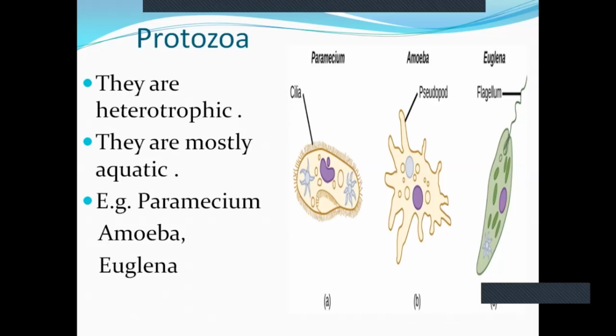Amoeba, all know. Pseudopodia, false foot, right? This is used for locomotion or movement. Euglena, if you see, has a flagellum. Can you see this hair-like structure? The flagellum is helpful in moving from one place to another, right? So they have a particular structure for movement.